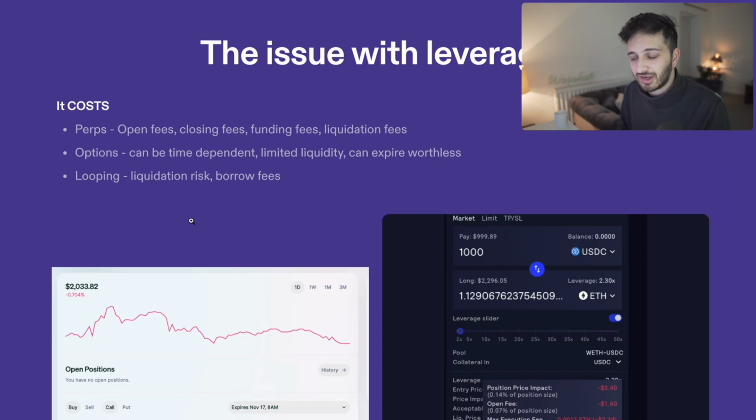Secondly, there is a liquidation risk in the sense that if, let's say, you were doing that strategy with ETH and the price drops quite significantly in a short period of time, potentially you could get liquidated, and that would be catastrophic. So with all three of these options, whether it's perpetual exchanges, option protocols, or even looping via money markets, there are fees, it does cost a lot, and there are issues with it in general.